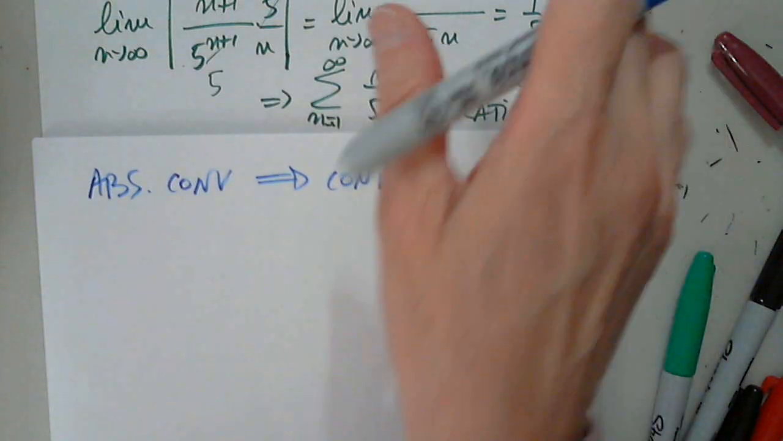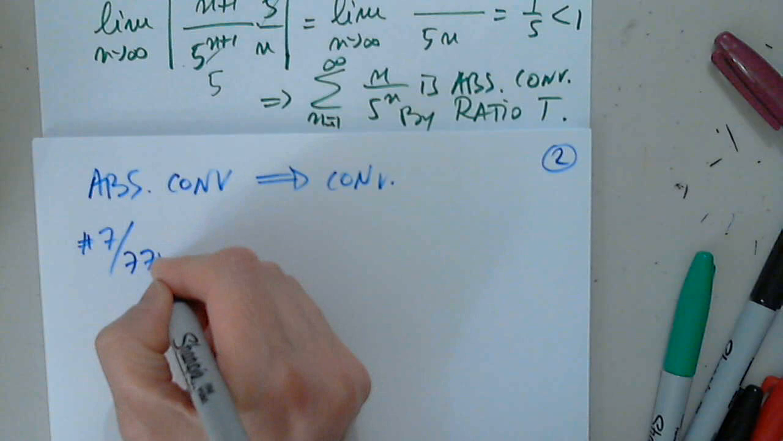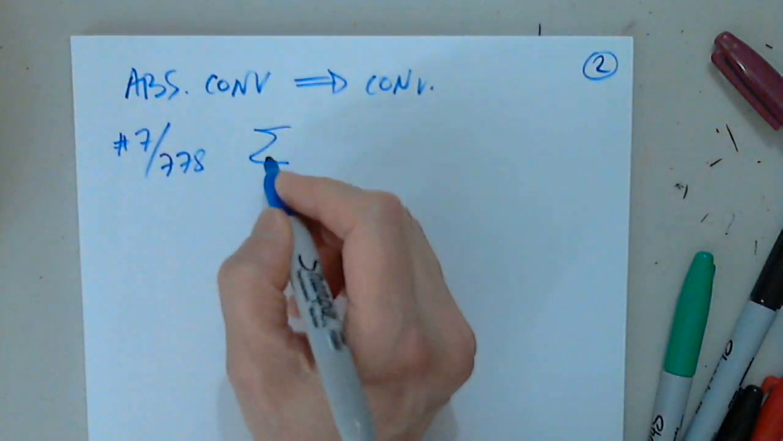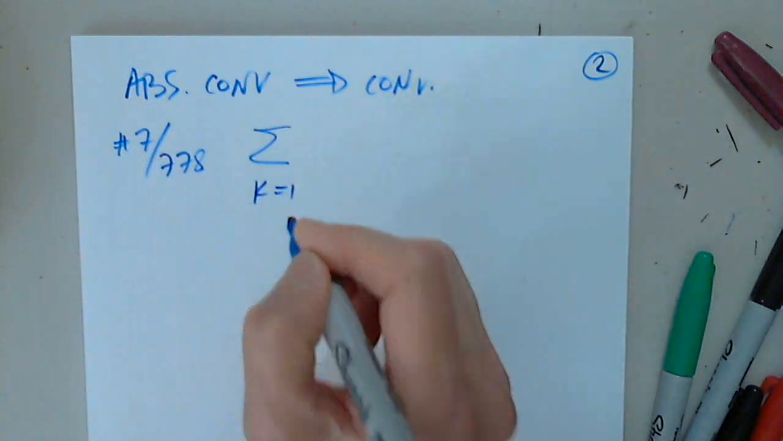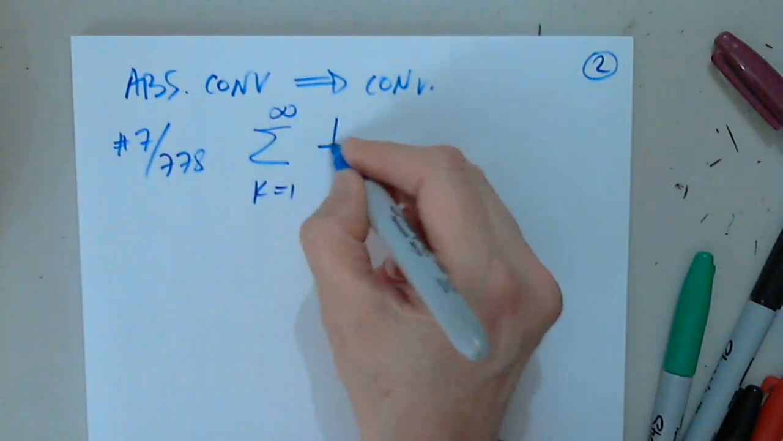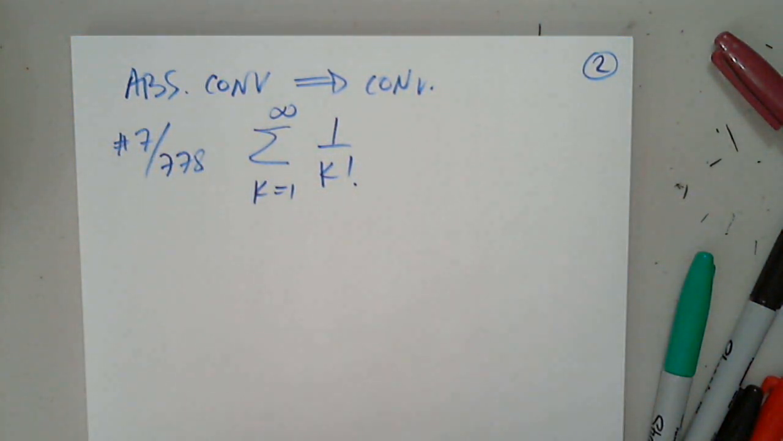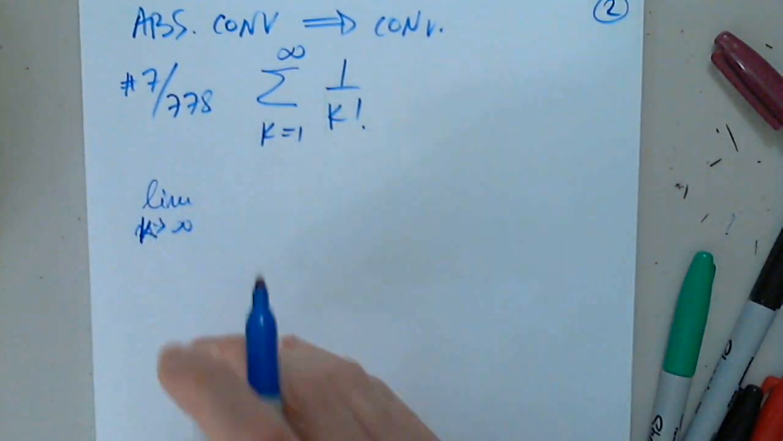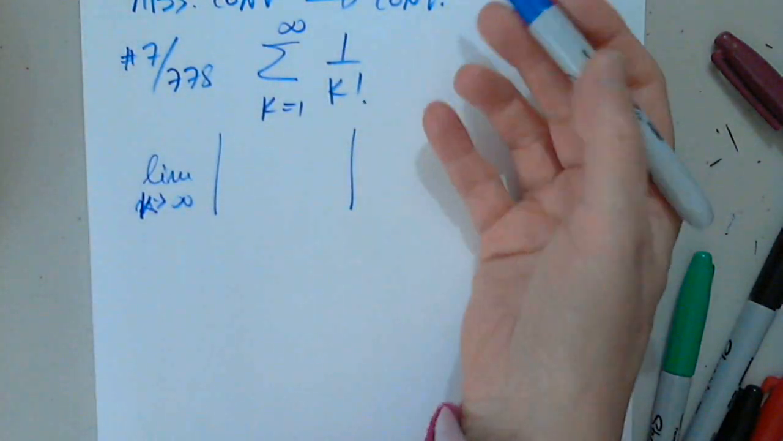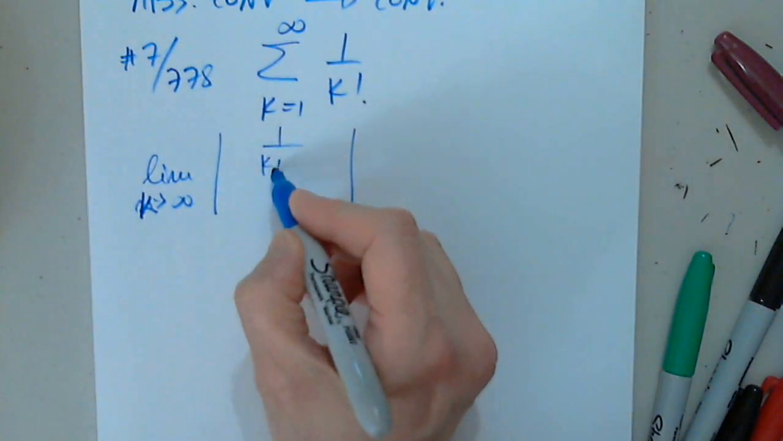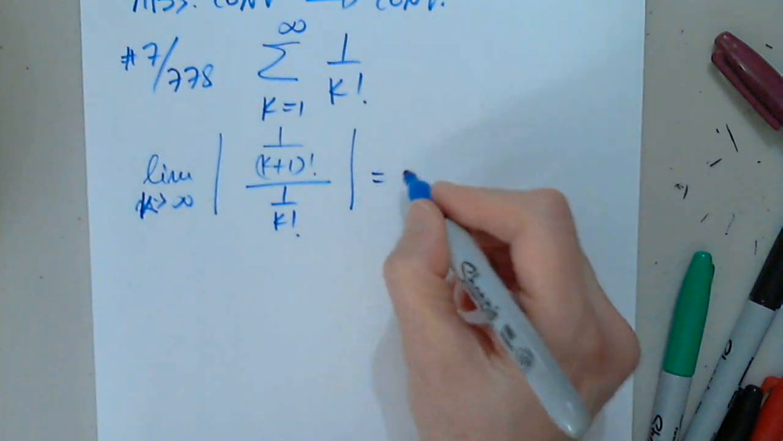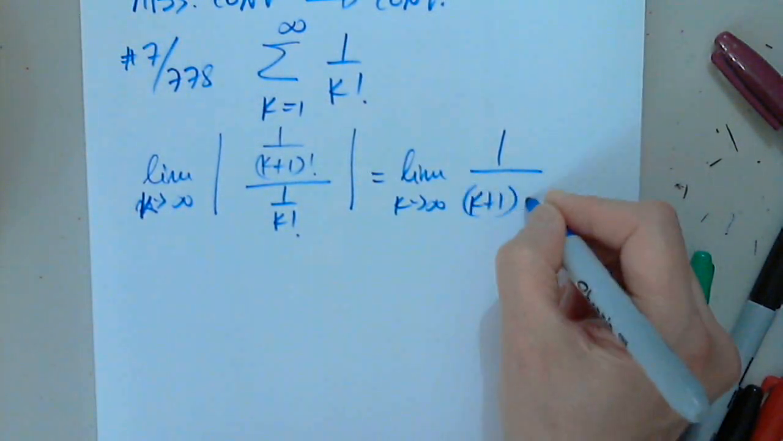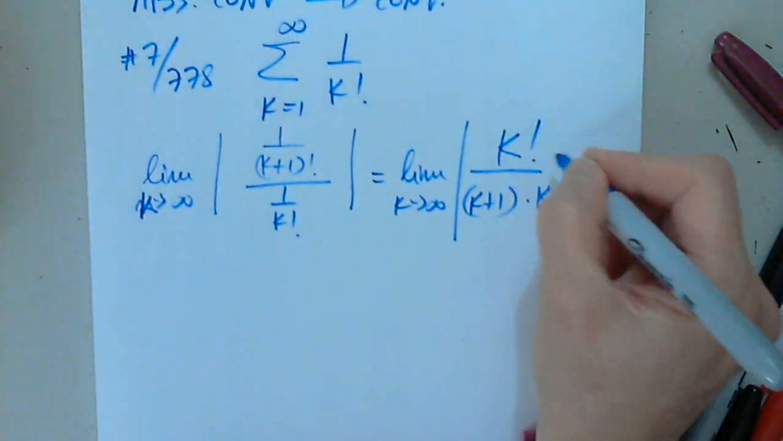Good, let's continue with number 7. Same page, 778. Let me move this out of the way. And we have the sum from k equals 1 to infinity of 1 over k factorial. Same idea, we're thinking of the ratio test. So we're looking at the limit as n approaches infinity, or k, it's k, sorry about that. The absolute value is redundant, all these terms are positive. So the top will be 1 over (k plus 1) factorial, the denominator 1 over k factorial. So we have the limit as k approaches infinity of 1 over (k plus 1) factorial, which is (k plus 1) times k factorial. And I flip and I get k factorial at the top.